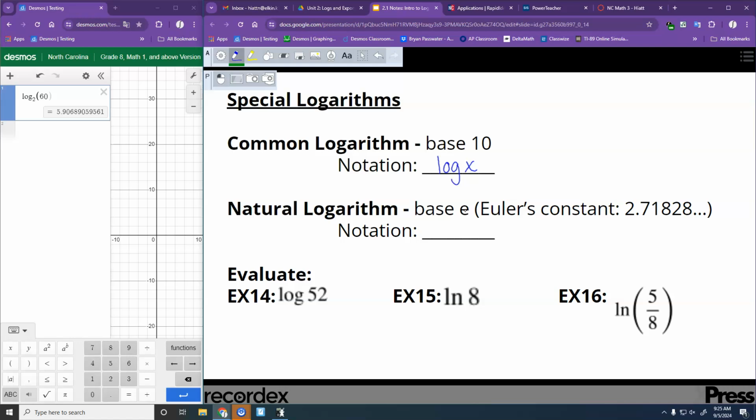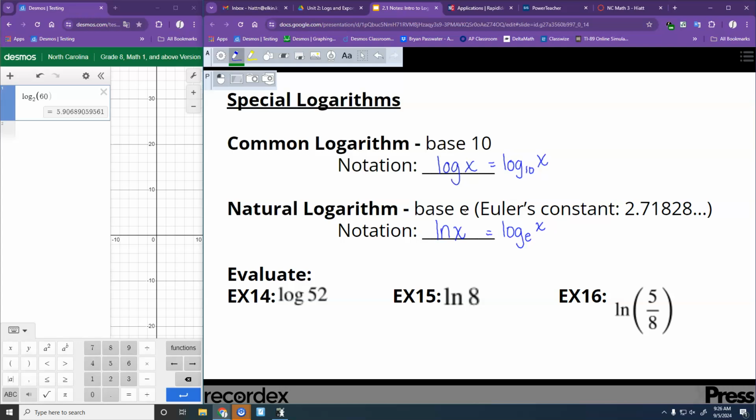So if you see this, ln of x, and sometimes you'll see parentheses around that x, sometimes you will not. The calculator will put parentheses around it. Then this is the same as having a log with the base of e of x. And up here I should probably put, this is the same as having a log with a base of 10 of x.